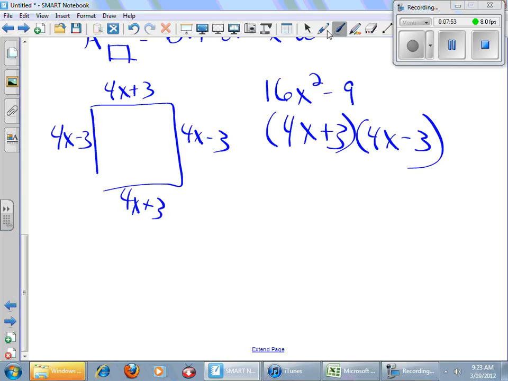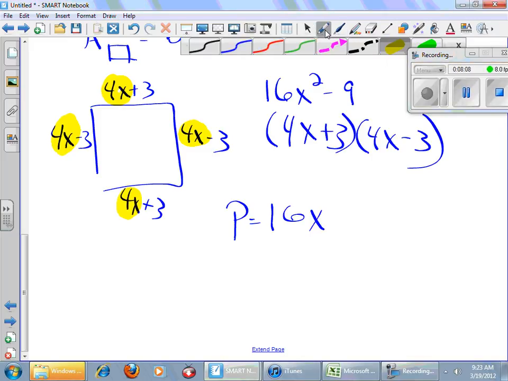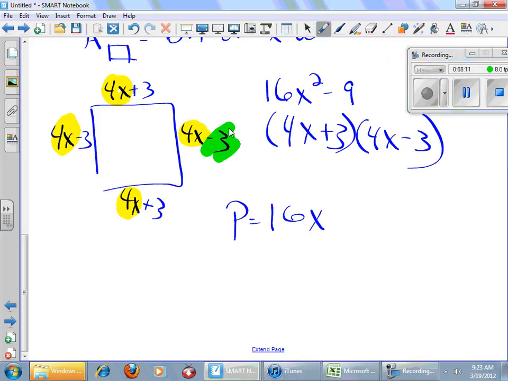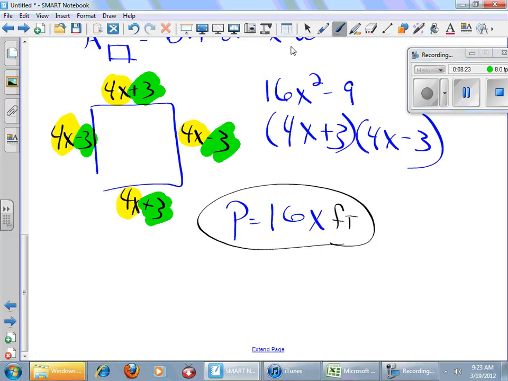Now all I do is add up all my x's. Looks like I have 4, 8, 12, 16 x's all together. And then I'm going to add my non-x's. Negative 3, positive 3 cancel, negative 3, positive 3 cancel. And if it gave me units, I will include the proper units, which it did, so this would be feet. And there you go. Piece of cake.